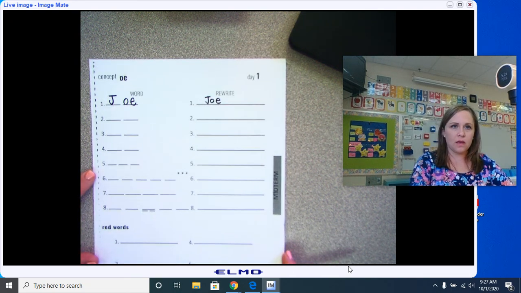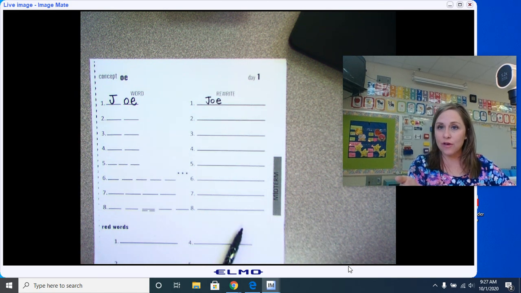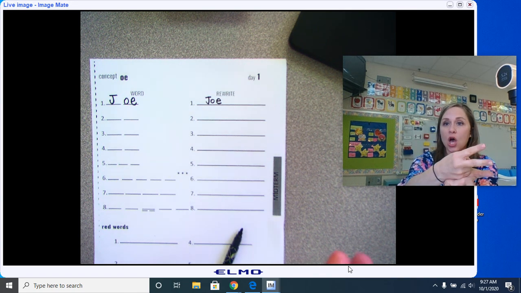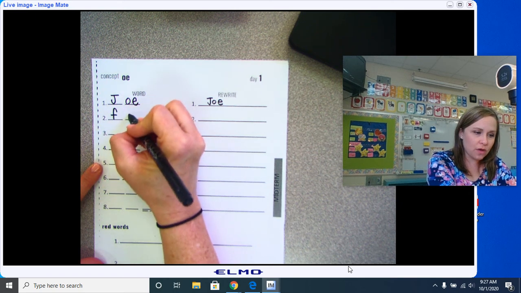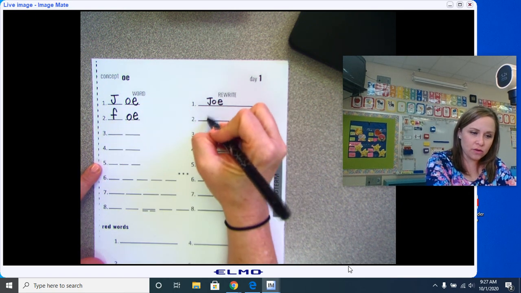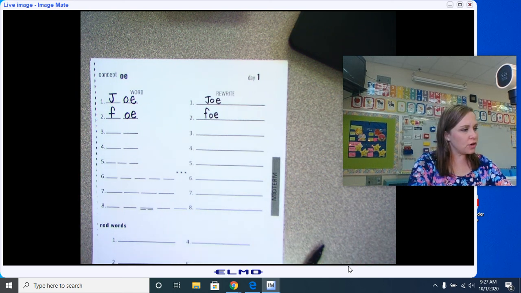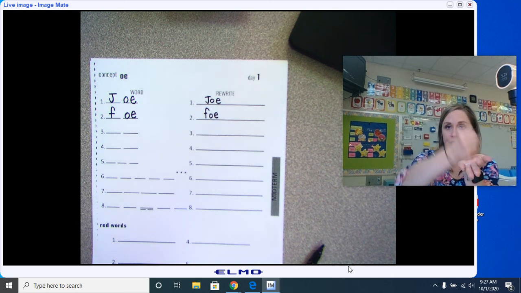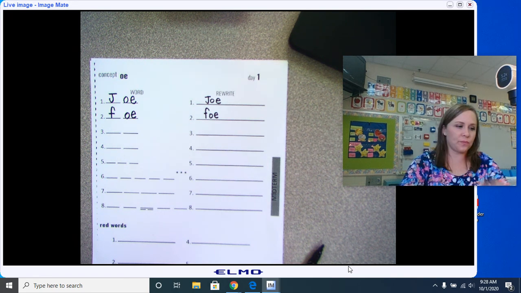Okay. Number 2, foe. Remember we talked about foe? It's like an enemy. Foe. F-O. O-E spells foe. All right. The third word is doe. Doe. D-O. And this is like a deer.